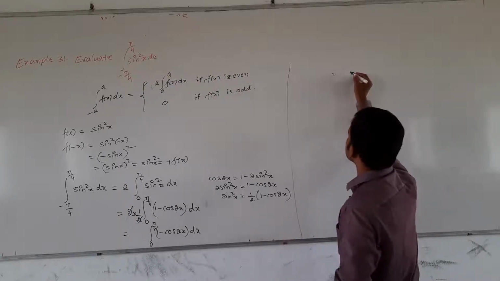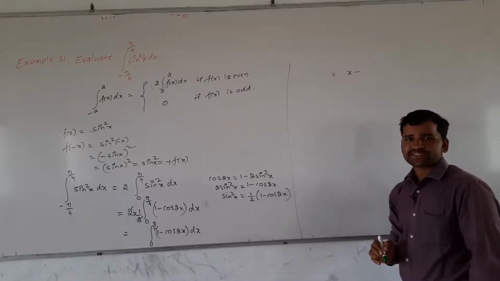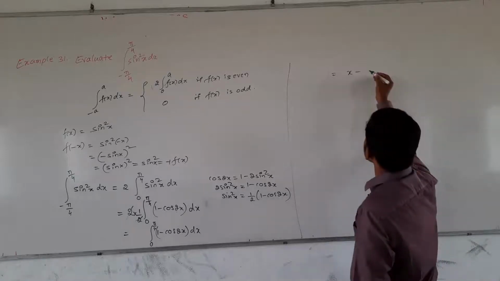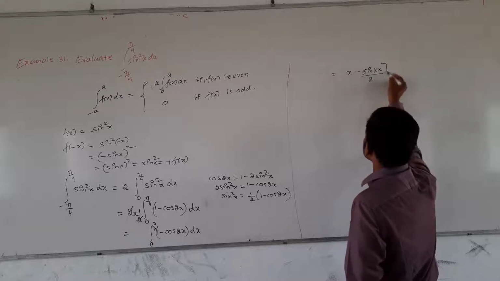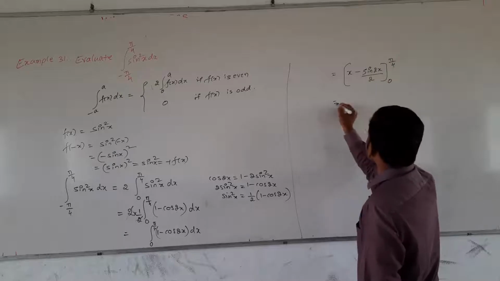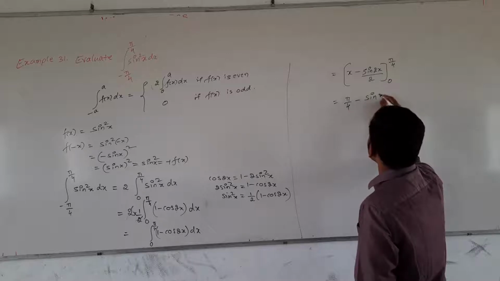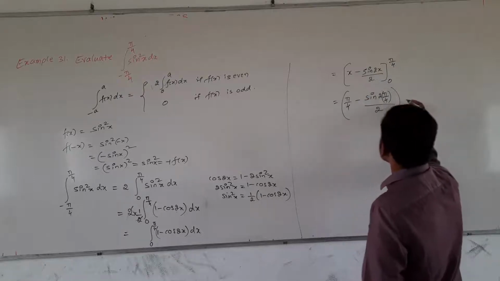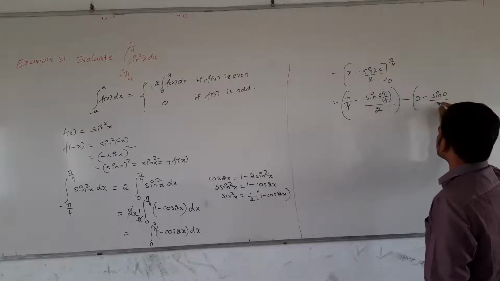Integration of 1 with respect to x is x, minus as it is. Integration of cos 2x: integration of cos is sin, that is sin 2x divided by the coefficient of x. Coefficient of x is 2, from 0 to pi by 4. Substitute the upper limit. This is pi by 4 minus sin of 2 into pi by 4 divided by 2, minus, substituting the lower limit, 0 minus sin 2 into 0 by 2.